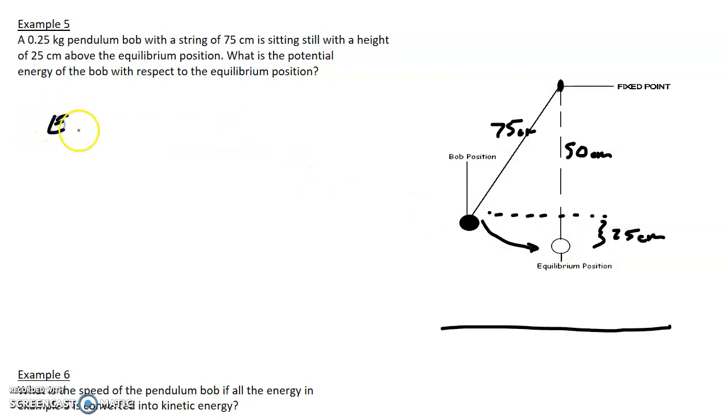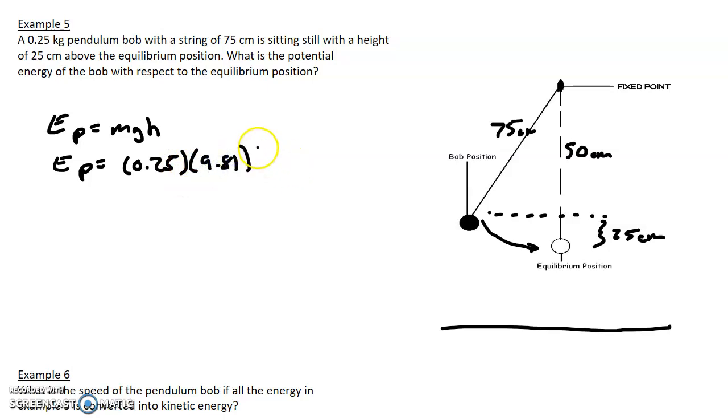And so EP is equal to mgh. That potential energy is 0.25 kilos, 9.81 meters per second squared, and 0.25 meters above the height, which means that this potential energy is 0.613 joules.